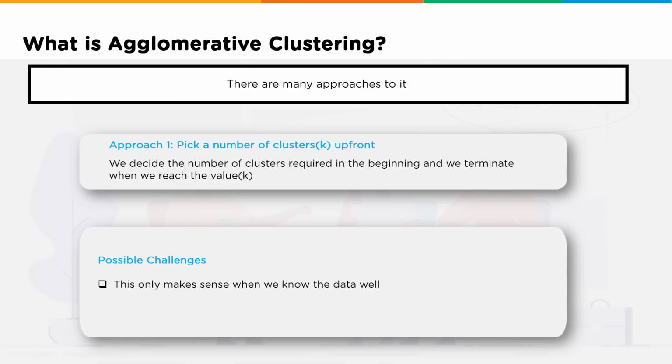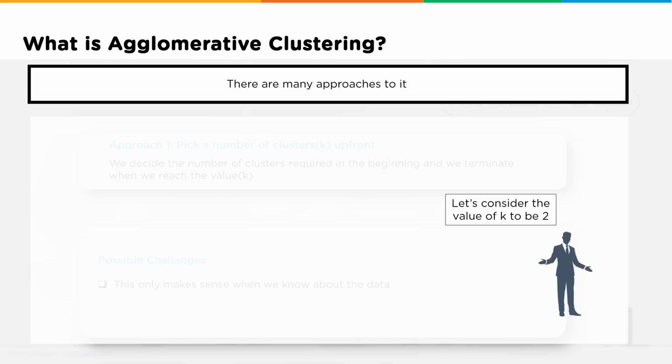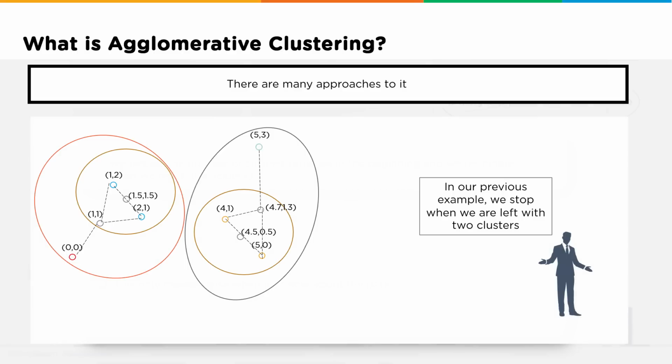The possible challenge is that this only makes sense when we know the data well. When you're clustering with k clusters, you might already know the domain and know that it makes sense. But if you're exploring brand new data, you might have no idea how many clusters you really need to explore that data with. Let's consider the value of k to be 2. In our previous example, we stop when we are left with 2 clusters, and you can see here that this is where they came together the best while still keeping the data separate.